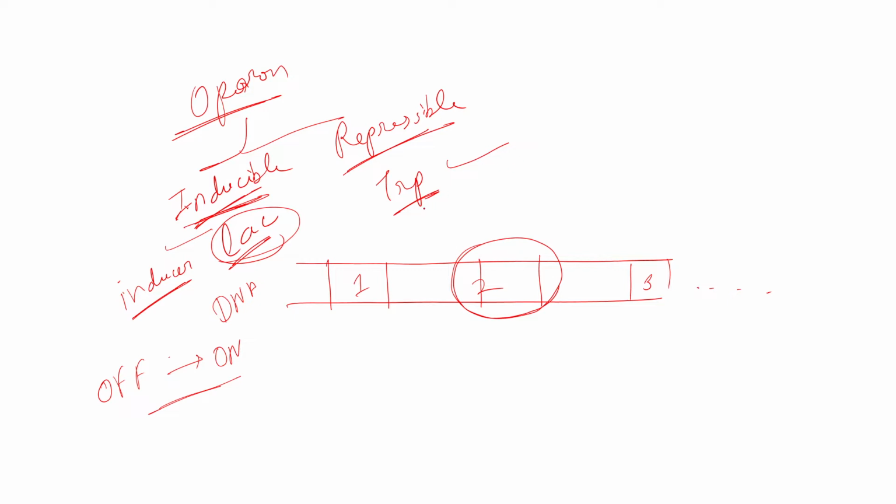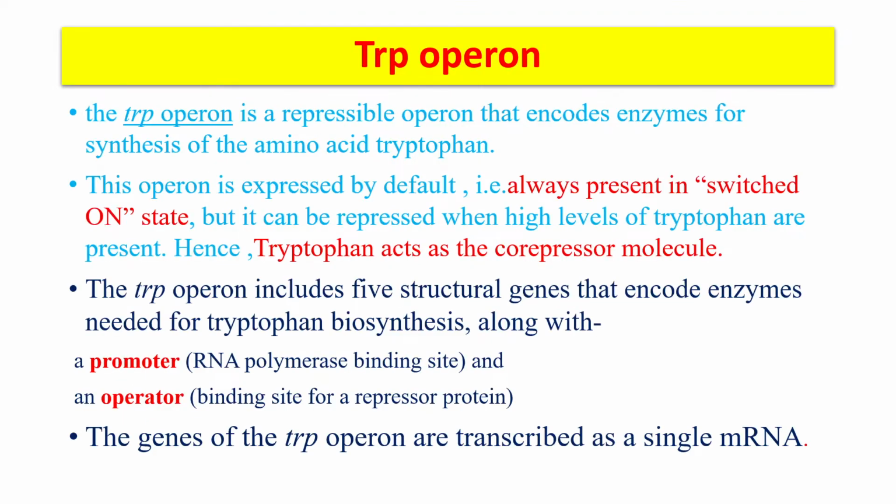But the reverse is the case in the tryptophan operon. That is, the tryptophan operon is always in a state of on position, by default, and it continuously synthesizes the amino acid tryptophan. But what the repressible operon does, the function of the repressible operon is to turn off the on position of the tryptophan operon. I hope it is clear. Now let's understand it one by one.